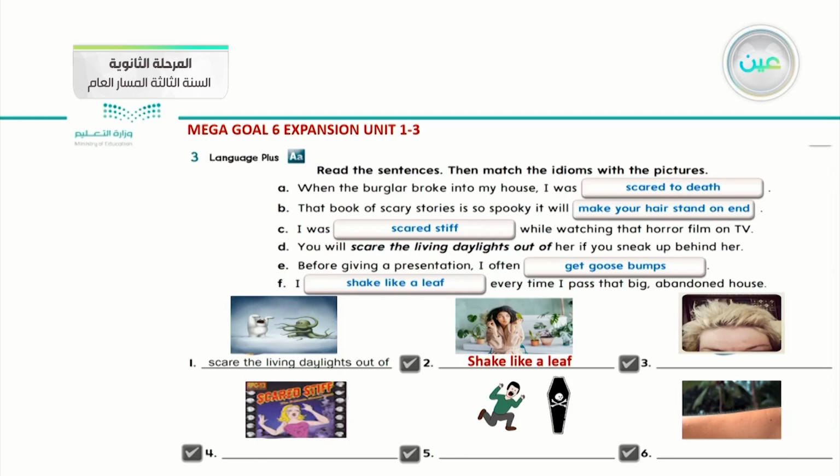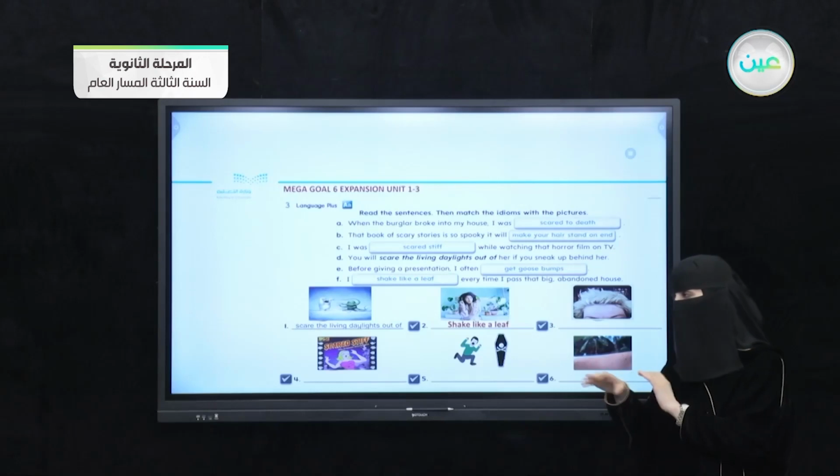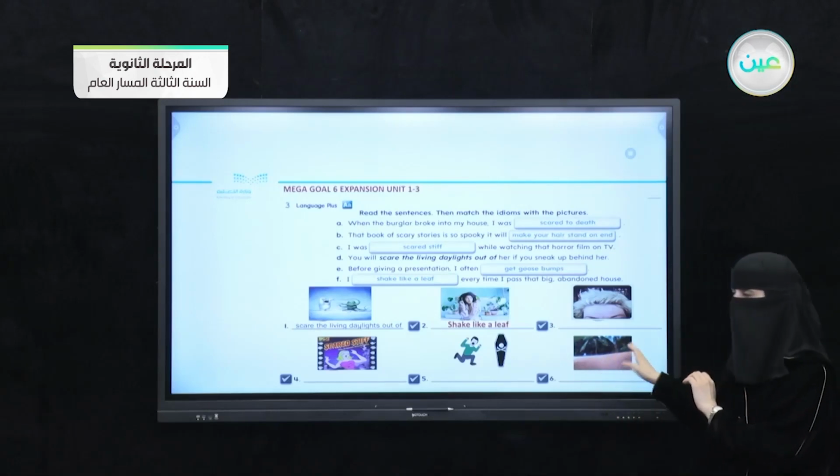You will scare the living daylights out of her if you sneak up behind her. So what do you think? I think number 1 is the suitable one for it. And the last one, before giving a presentation, I often get goosebumps, which means that you feel something happen on your skin, and the right one for it is number 6.